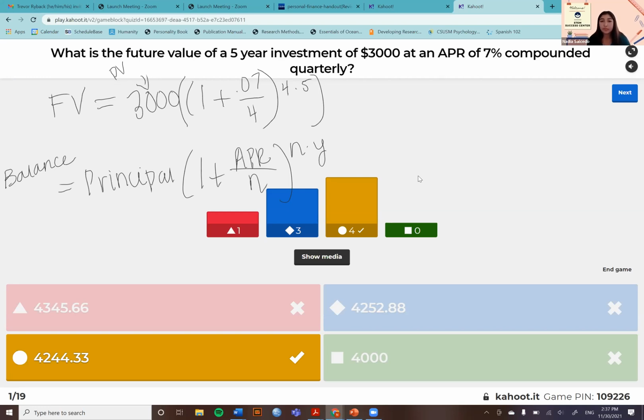So if there's any other question, you can go ahead and put them in the chat. If not, I would go to the next one. Okay, and this is a compound interest formula, by the way.